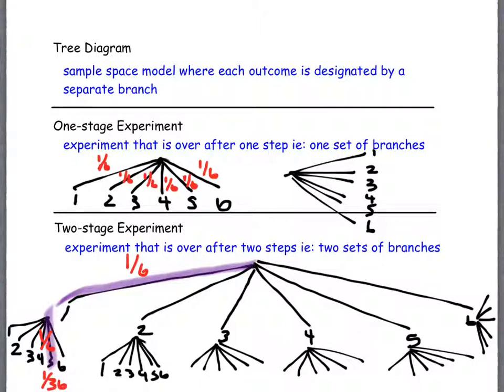Now you might be looking at that and say, well, yeah, but you'd get 1/36 along every single branch, and you would on this one. That's exactly right, because all of these are equally likely to occur.